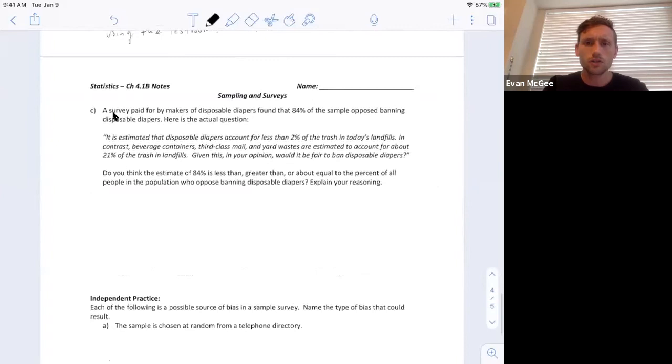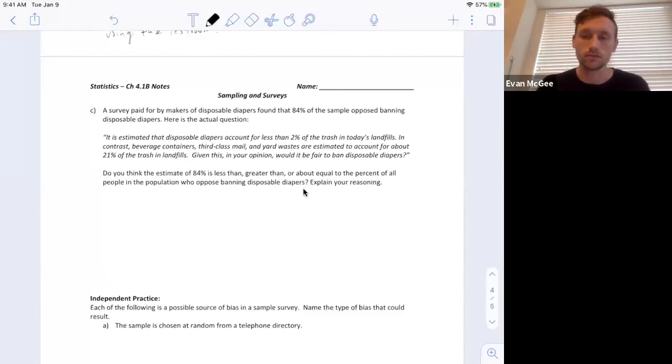Finally, a survey paid for by makers of disposable diapers found that 84% of the sample opposed banning disposable diapers. Here is the actual question. It is estimated that disposable diapers account for less than 2% of the trash in today's landfills. In contrast, beverage containers, third-class mail, and yard waste are estimated to account for about 21% of the trash in landfills. Given this, in your opinion, would it be fair to ban disposable diapers? Do you think the estimate 84% is less than, greater than, or about equal to the percent of all people in the population who oppose banning disposable diapers?